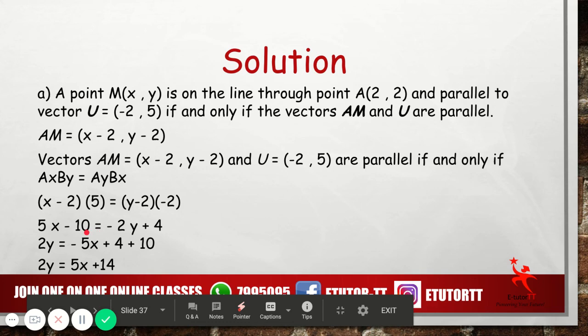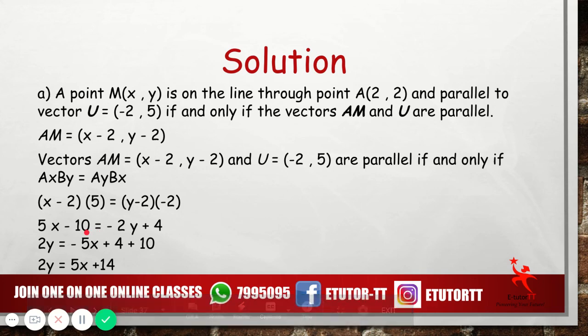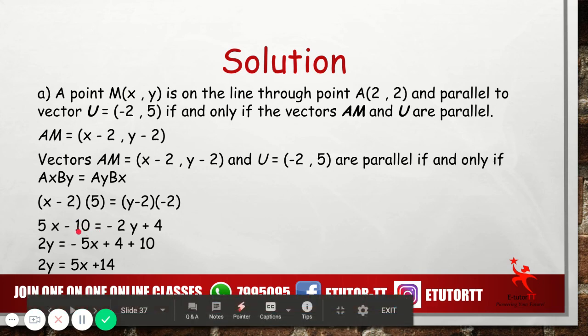So now we want to get the 5x and the 10 on the other side. In order to get 10 on the right hand side, we have to add 10 on the left hand side. Therefore, we add 10 on the right hand side. And we have to minus 5x on the left hand side and then minus it on the right hand side. So we get 2y is equal to -5x plus 4 plus 10. And now we can add these values.